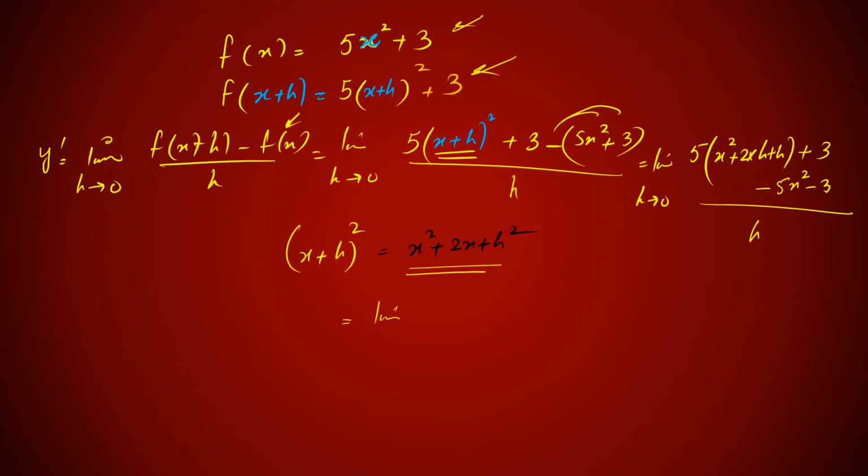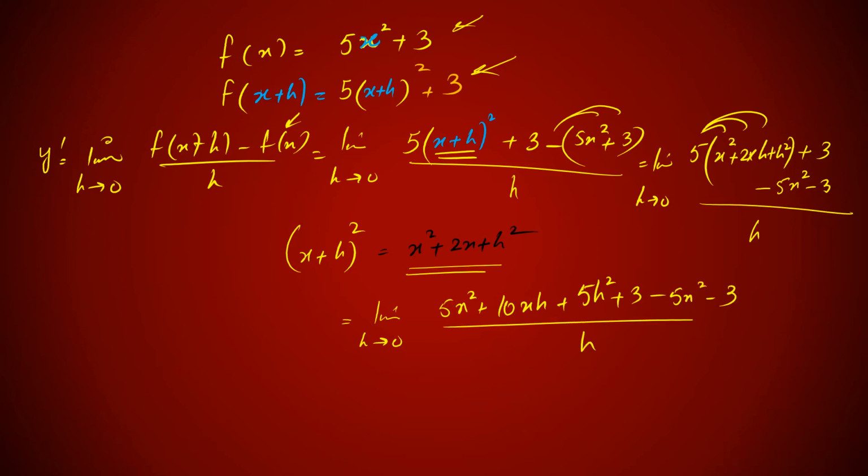Continue solving. Limit h approaches 0. Open the bracket and multiply the bracket terms with the 5. So you will get 5x square plus 5 times 2xh, which gives you 10xh, plus 5 times h square, which gives you 5h square, plus 3 and then minus 5x square minus 3. And you will see that 5x square and 5x square cancel. Similarly, negative 3 and positive 3 cancel out. So what is left? That is 10xh plus 5h square over h.